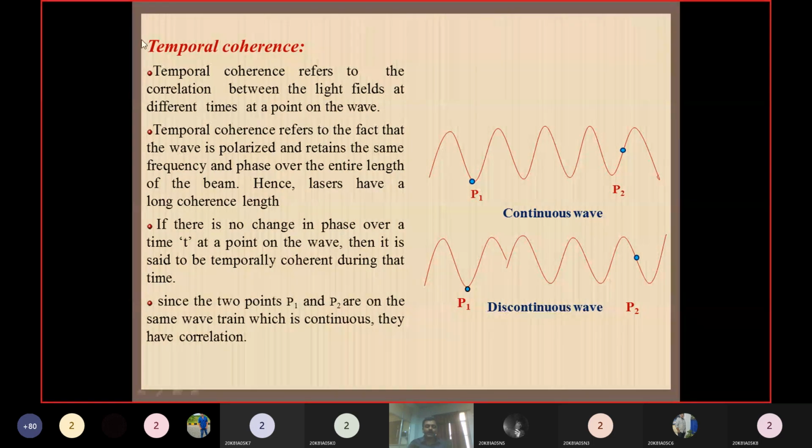So that is about temporal coherence. At a particular point, how much time they maintain a constant phase difference is called temporal coherence. Now we will complete here, and then we will discuss spatial coherence tomorrow.